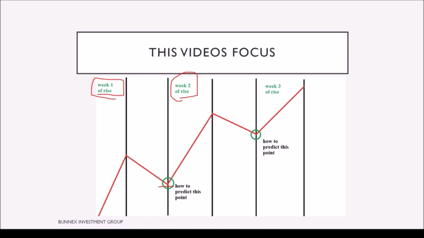It's basically catching the low of the next week after the first has been completed. Getting this point will actually give us an edge in getting all these pips, as well as how to predict this point. So we'll basically have 3 weeks of rise. These linkages are what we are interested in this video.